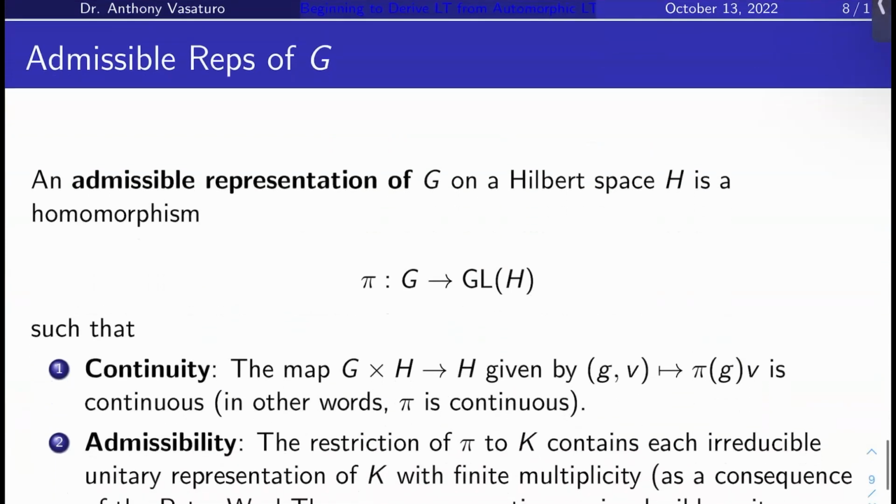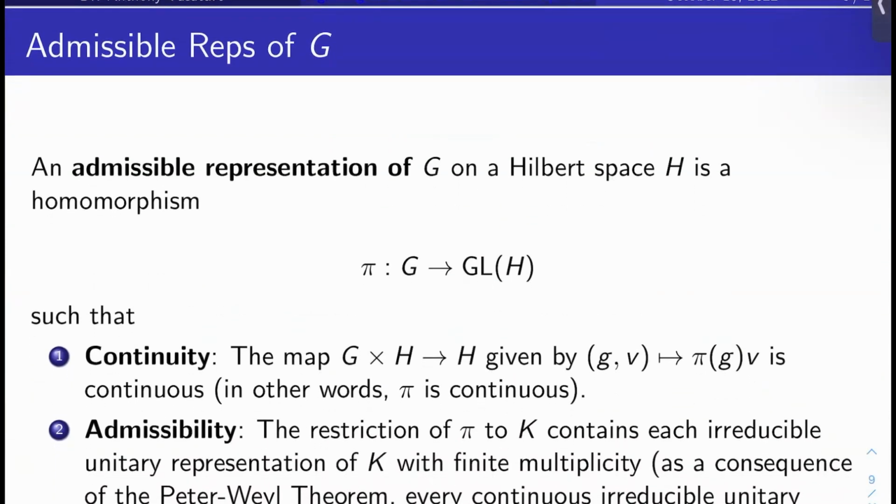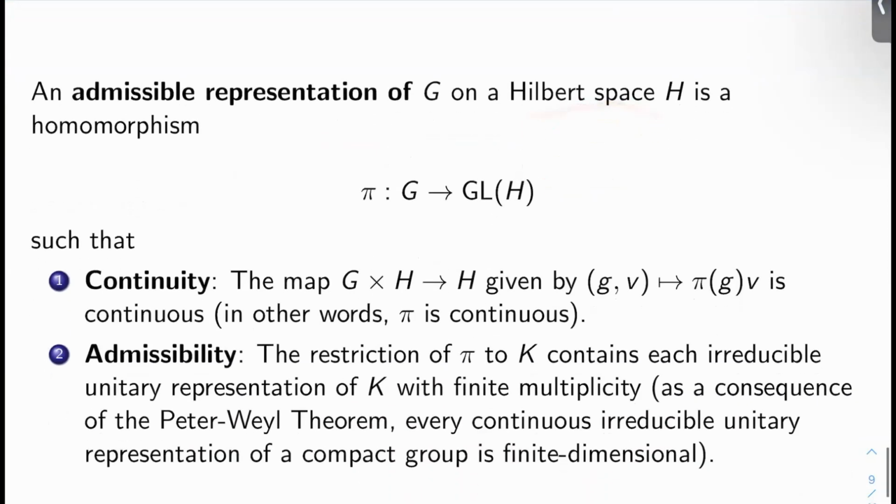And what we're really after here is: what is the definition of an admissible representation of G? Remember, G is GL2(R) on a Hilbert space H. And what that is, it's just, of course, a homomorphism π from G to GL(H), as expected. But what does this admissible mean? Well, it means two things.